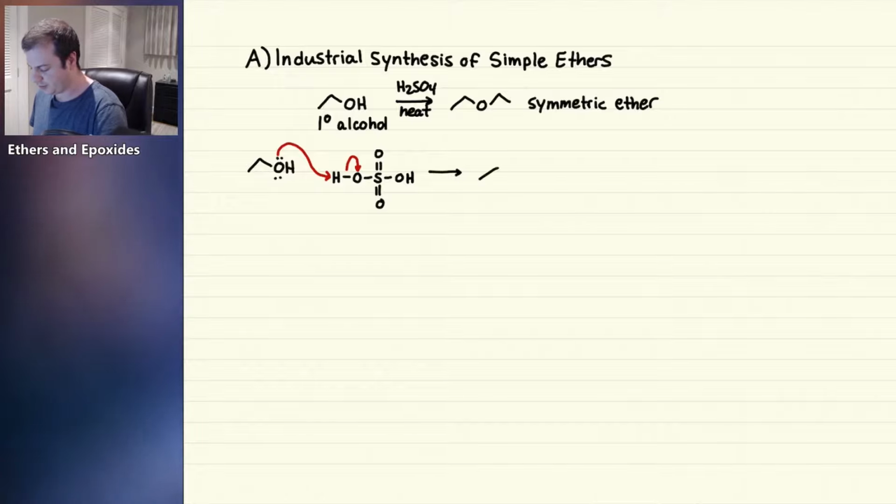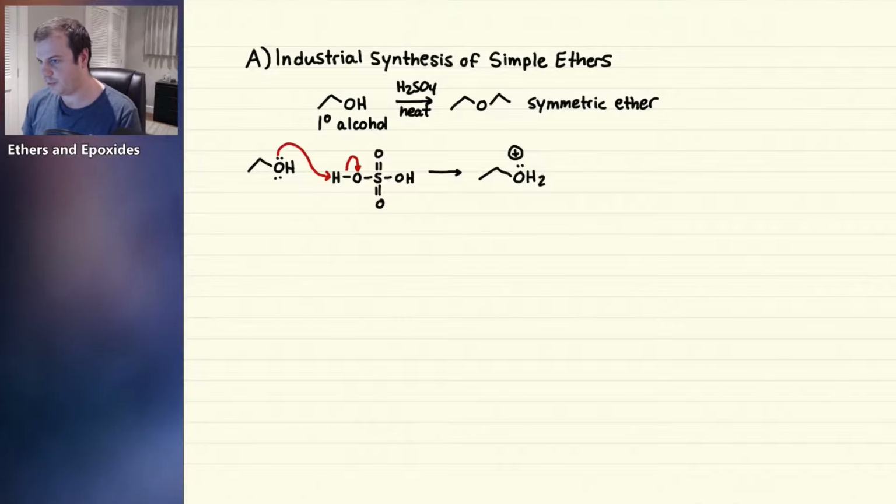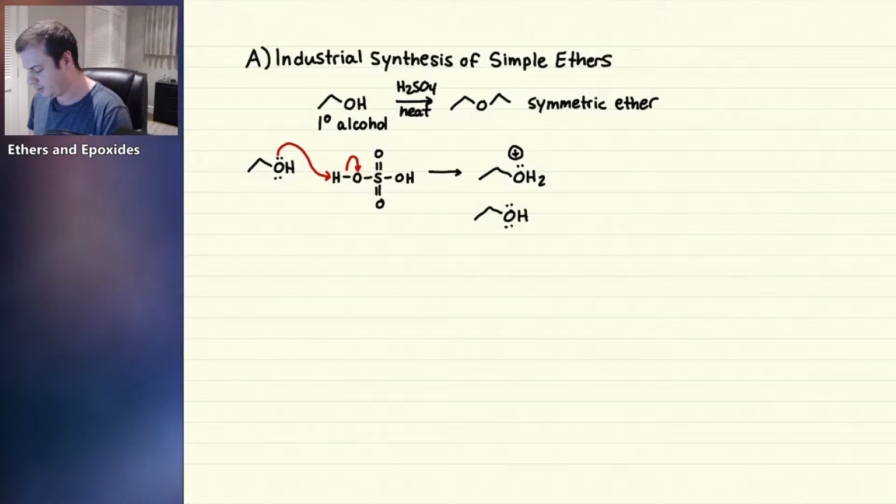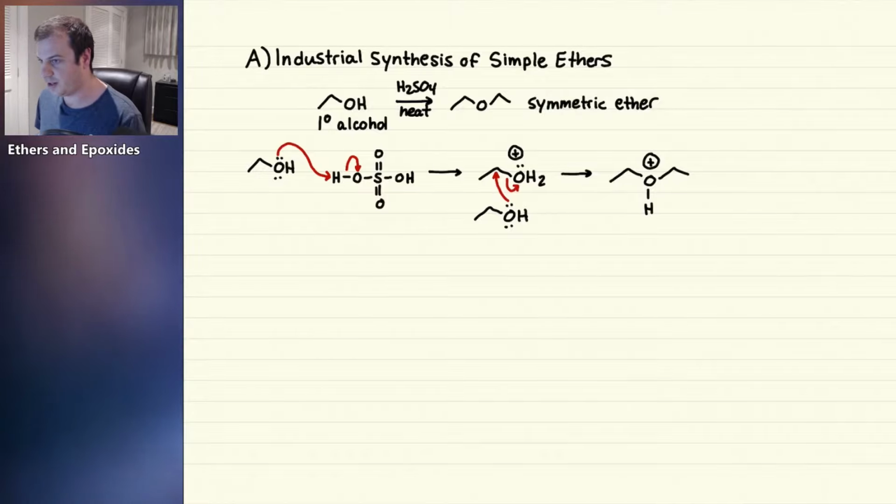That's going to lead to us a protonated alcohol. Now that protonated alcohol is actually going to react with another molecule of ethanol. So another molecule of ethanol is going to come along and do an SN2-like reaction where it's going to attack the alpha carbon and eject H2O as a leaving group. That's going to lead to what is almost the product. It's a protonated ether. And we also generate a byproduct of H2O.